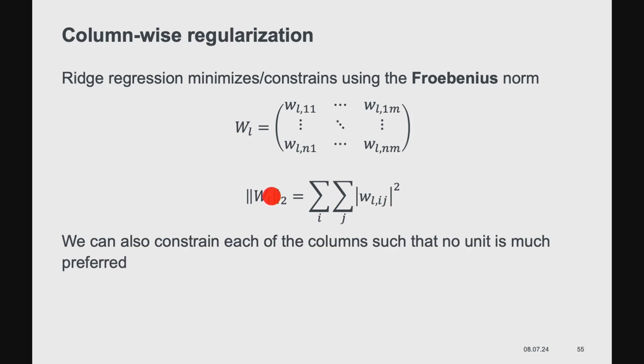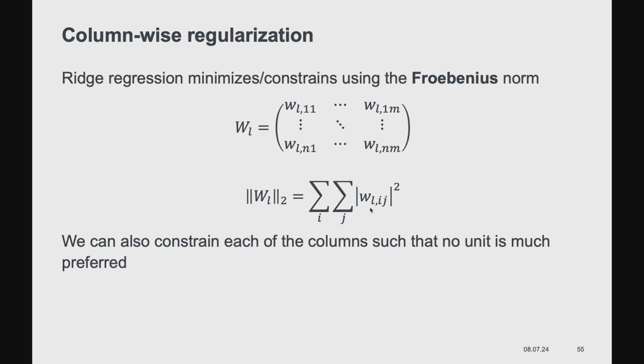But what we could also do instead, to constrain the size of the columns such that there is no unit that is very much preferred. I mean, with this approach, we could, for example, put all the signal on one unit, one hidden neuron. Well, because we could set all other weights to 0 in order to minimize this sum. But maybe that's not something we want to do.